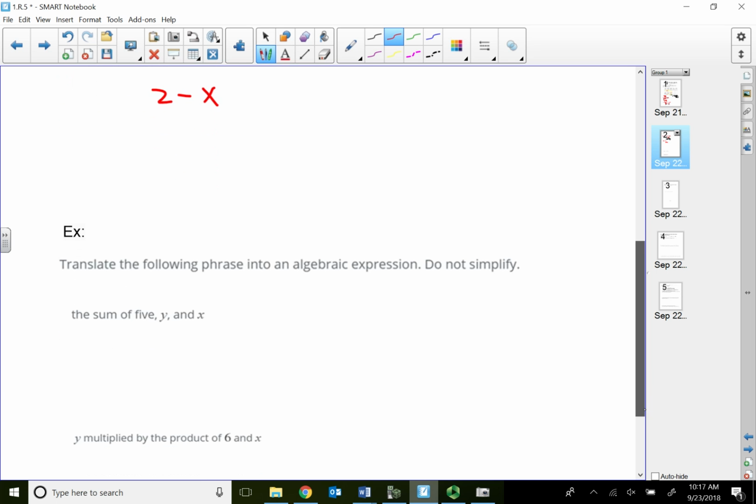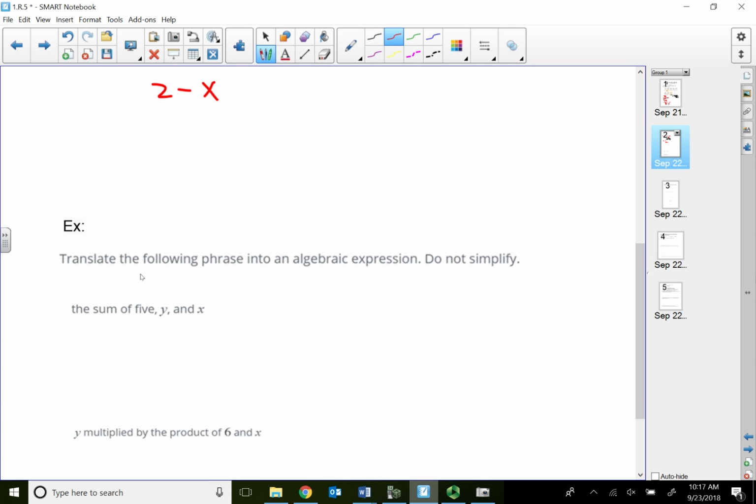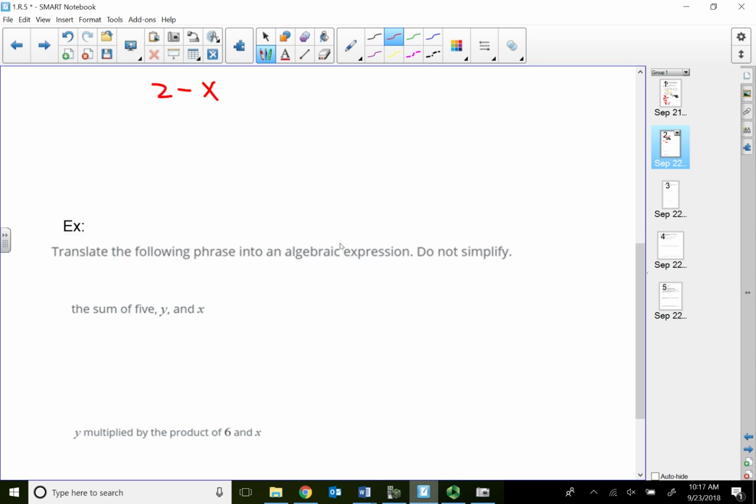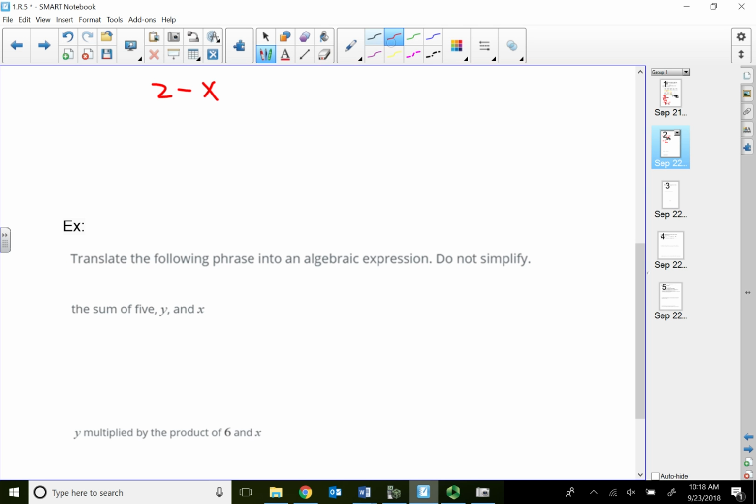All right. Let's try this. Translate the following phrase into an algebraic expression. Do not simplify. The sum. Sum is the first word, so I write an addition sign. When I write down the addition sign first, there has to be something in front of it and something behind it. So the plus sign also separates two terms. It's a sum of 5, y, and there's another term right here, x.